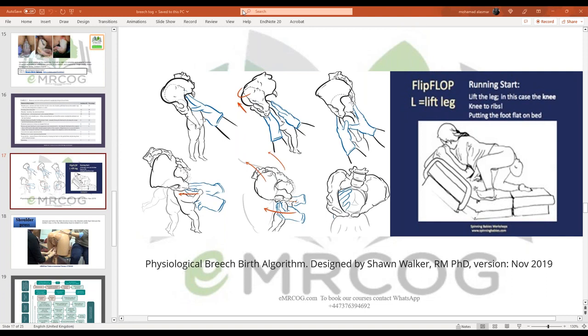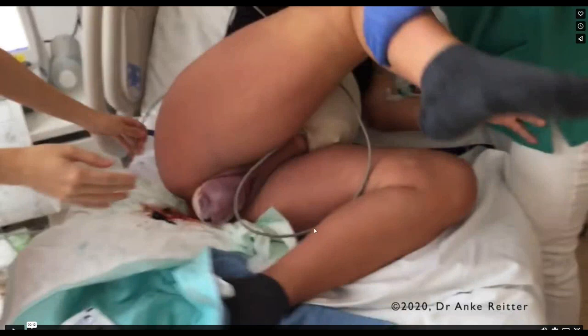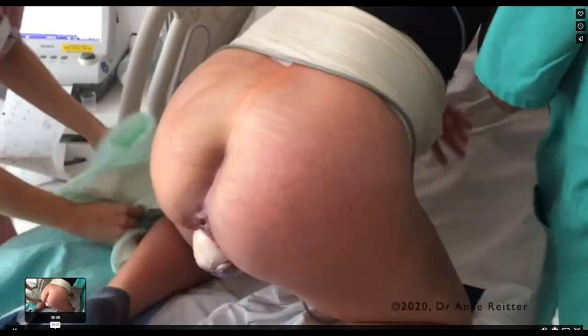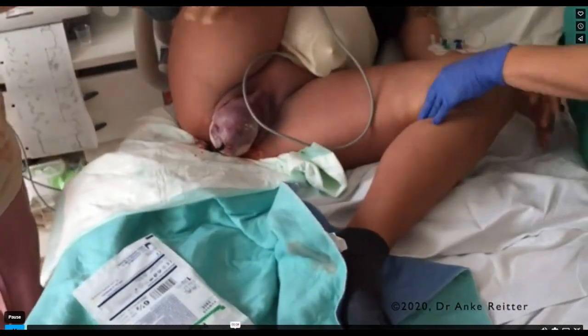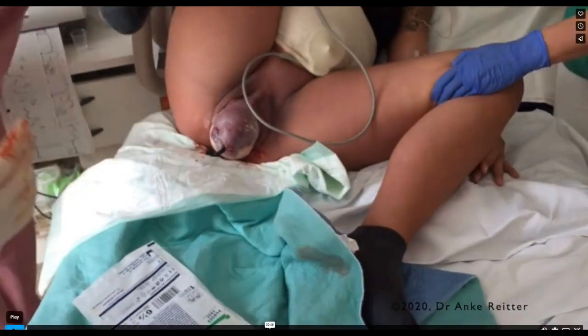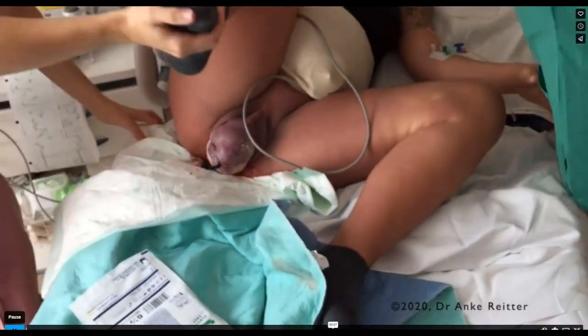We have a lot of videos as well to help you understand how to deliver using the physiological breech approach. This is one of these videos. Here, this woman is adopting a position other than upright, and you can see she can change her position during the delivery. Whatever position she can adopt to help the delivery is acceptable. Upright is the first, but it is not the only one.